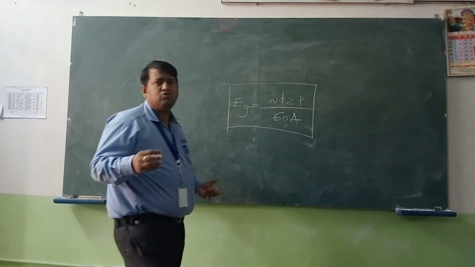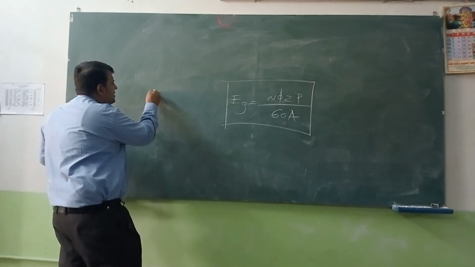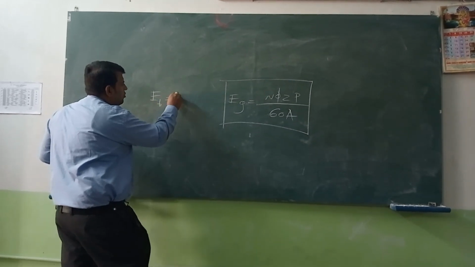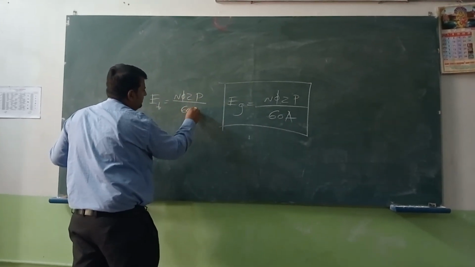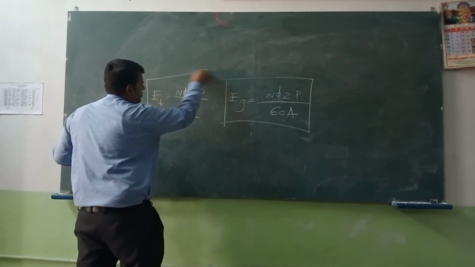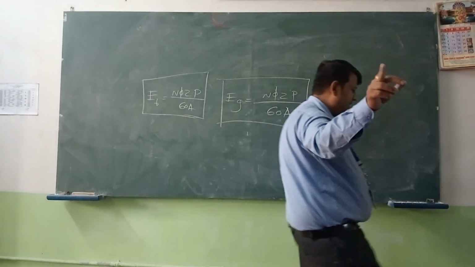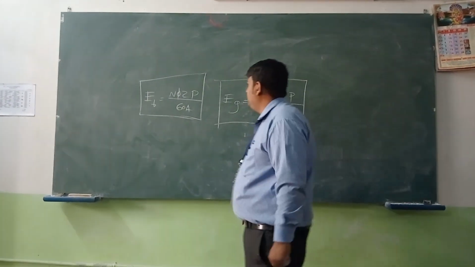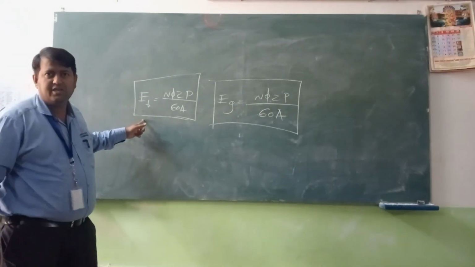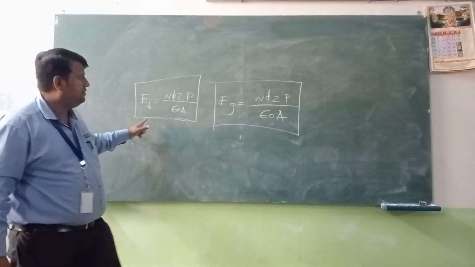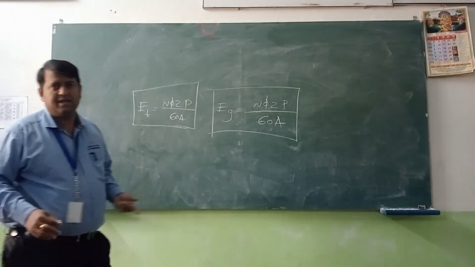So if anybody asks you what is the EMF equation of DC motor, that is EB is equal to N phi ZP by 60A. You understand? That is EB is equal to N phi ZP by 60A. So here it is back EMF, but in the generator it is generated EMF.